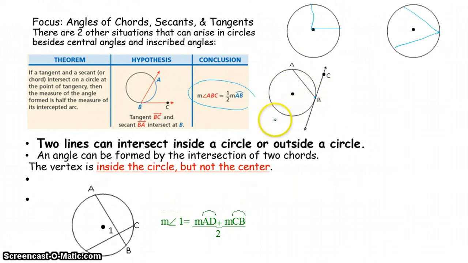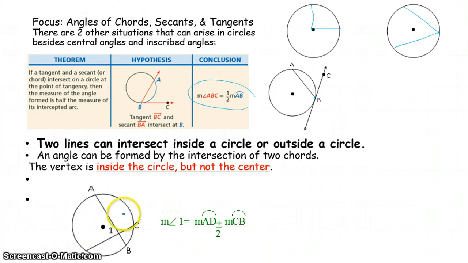Now let's take a look at our next picture here. In this picture, you see that you have an intersection and you have some angles now that are inside your circle. Notice that they are not in the center.